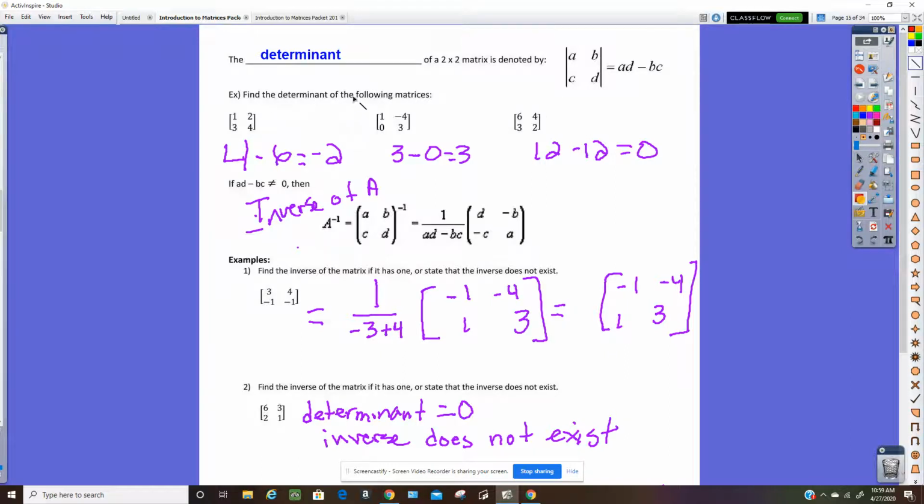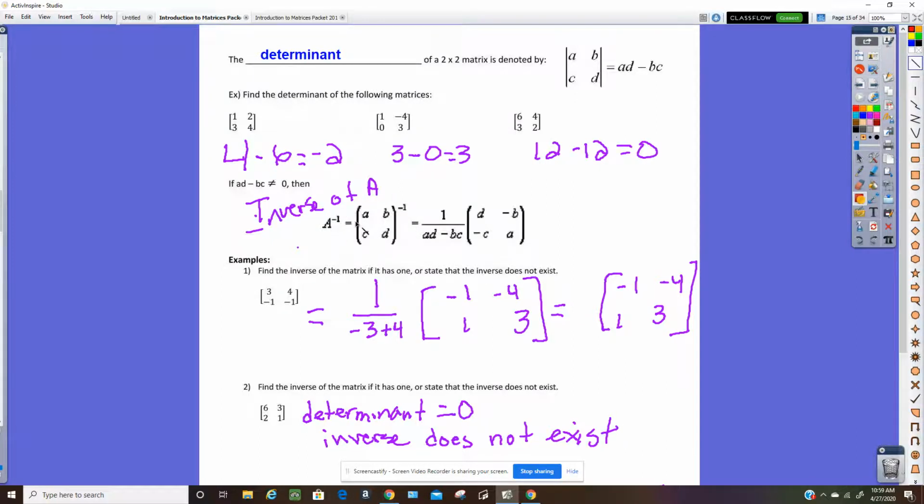All right, so to find the determinant of each of these 2 by 2, 1 times 4 is 4 minus 3 times 2, which is 6, and then 4 minus 6 is negative 2. This one, 1 times 3 is 3, 0 times negative 4 is 0, 3 minus 0 is 3, and then 6 times 2 is 12, minus 3 times 4, which is 12. So subtract those two, you get 0. So if the determinant is not equal to 0, then you have an inverse.